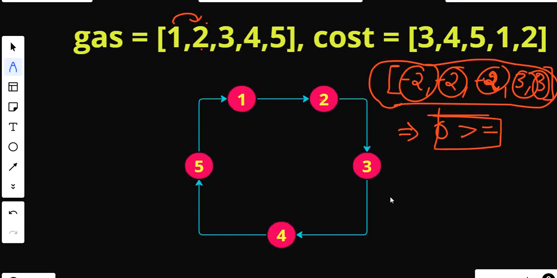If it is, then how are we going to get the index? Let's see how we can get the index. What we are going to do is traverse this array, gas and cost. We are going to calculate these values for every index.